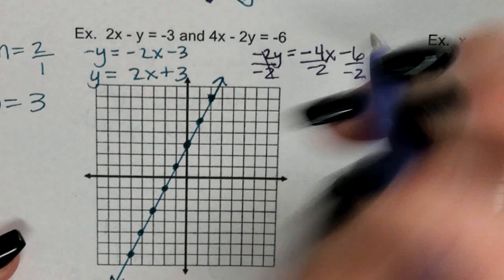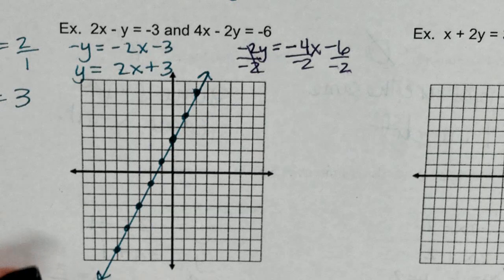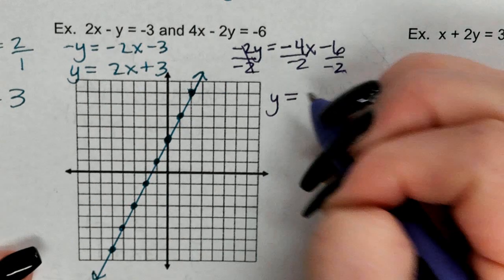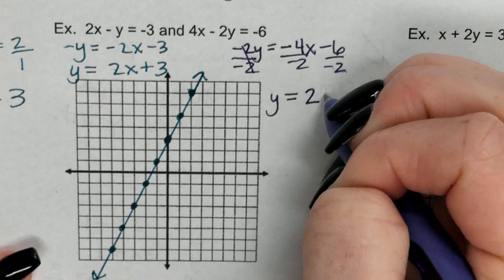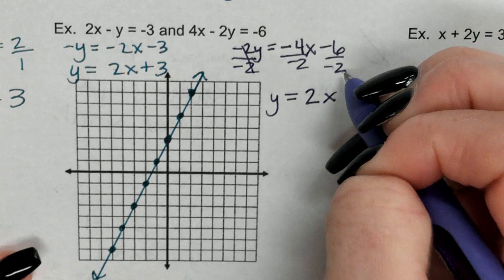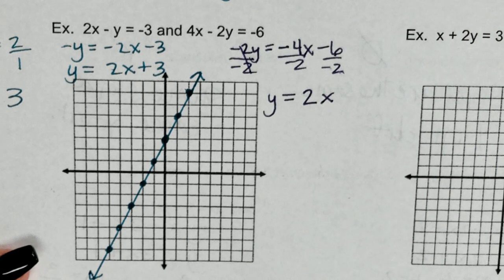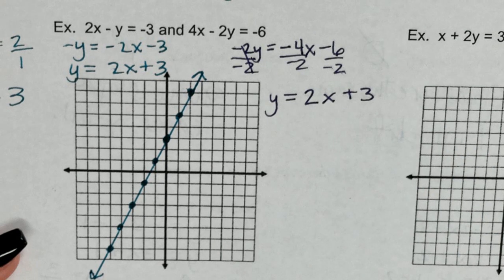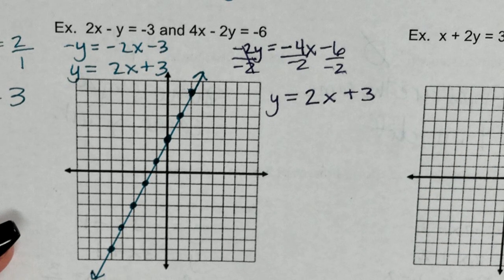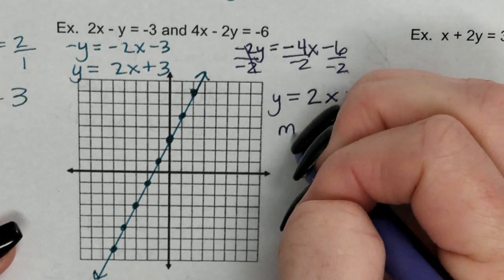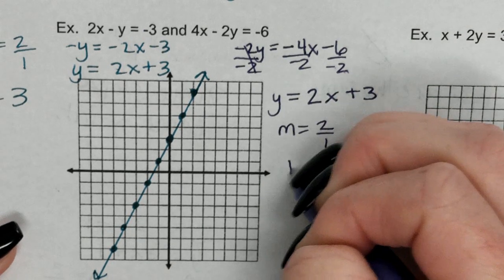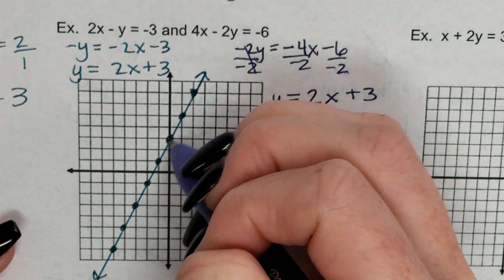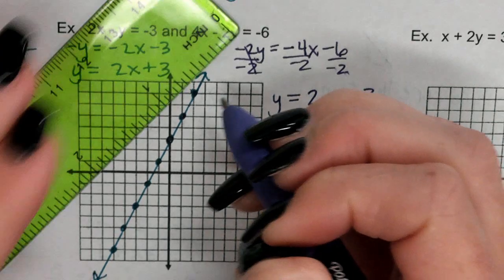Now I just need to simplify. So I have y equals, what's negative 4 divided by negative 2? 2. So 2x. What's negative 6 divided by negative 2? Positive 3. What do y'all see about these two equations? They are the exact same equation. They both have a slope of 2 over 1 and a y-intercept of 3.